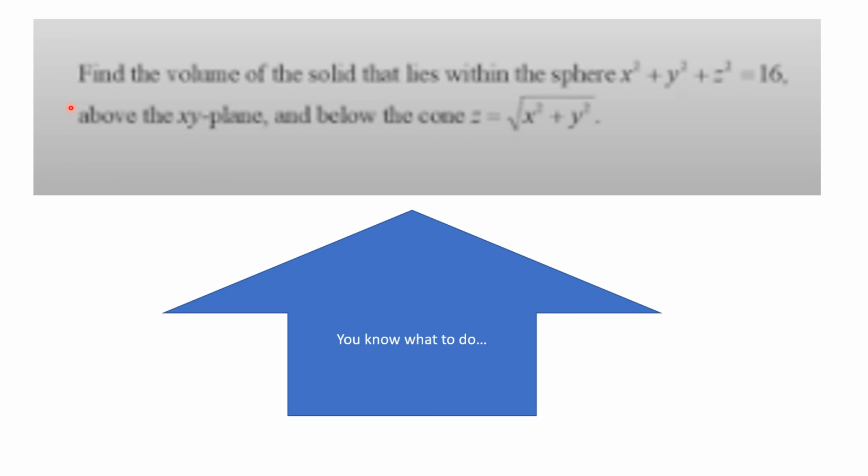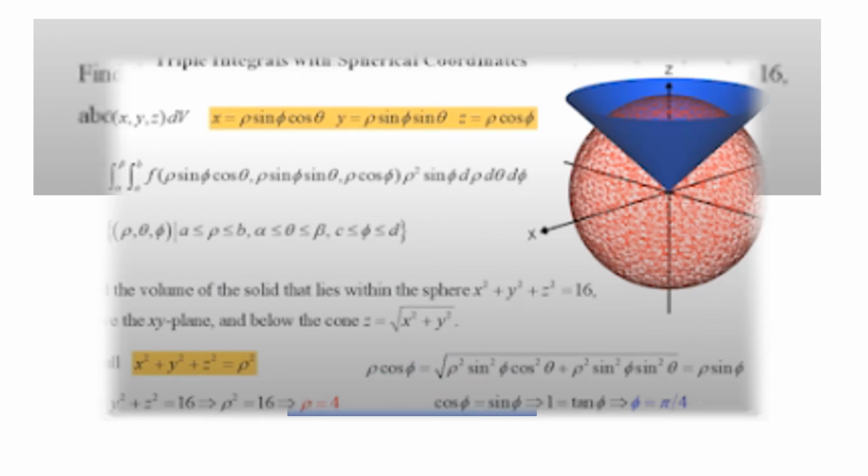Before we finish this, I'd like for you to do another problem. Find the volume of the solid that lies between the sphere x squared plus y squared plus z squared equals 16, above the xy plane, and below the cone z equals the square root of x squared plus y squared. You know what to do. Let's see how you did.